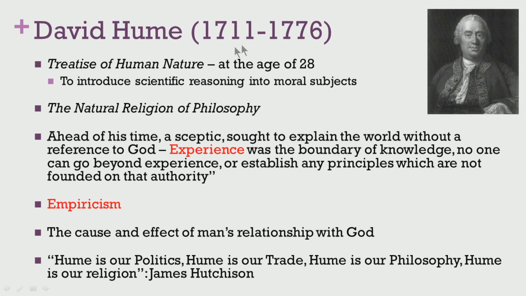Let us quickly take a look at some very important figures who are said to have laid the foundations of the Scottish Enlightenment. David Hume is a very prominent figure, not just in terms of Scottish literary history, but also in terms of English history. He lived from 1711 to 1776. His famous work, A Treatise of Human Nature, was written and published at the age of 28, and the main objective of this work was to introduce scientific reasoning into moral subjects. So right from the beginning, he showed a very explicit tendency towards explaining everything in a rational way.